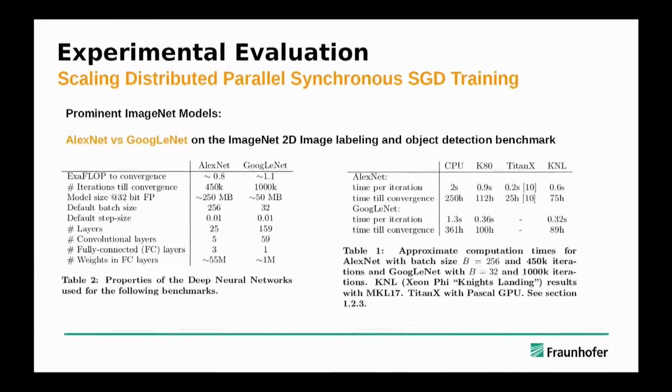Two different network architectures which are very famous: the AlexNet and the GoogleNet. Overall, the number of floating point operations to converge this model, in both cases, is around 1 exa floating point operations. And nowadays, both are considered to be rather small networks.